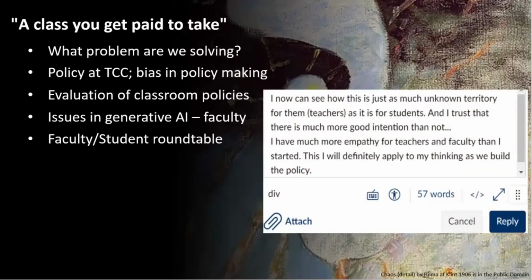I can see now how this generative AI is just as much unknown territory for them, the teachers, as it is for students. And I trust that there is much more good intention than not. I have much more empathy for teachers and faculty than I started with. This will definitely apply to my thinking as we build the policy.